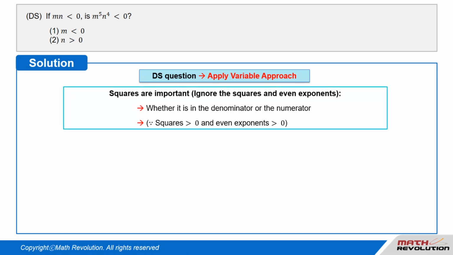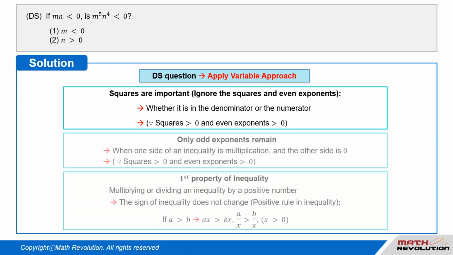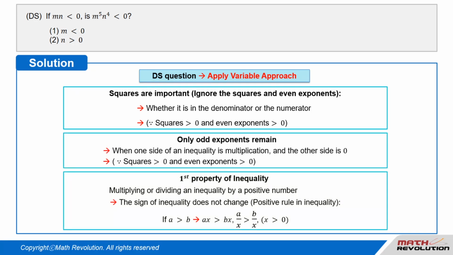Square is important. Ignore the squares and even exponents. Square factors and even exponent factors are always positive, so multiplying or dividing a term by a non-zero square factor or a non-zero even exponent factor does not affect the direction of the inequality sign. We should ignore the square factor or even exponent factor, whether it is in the denominator or the numerator. Only the odd exponents remain.